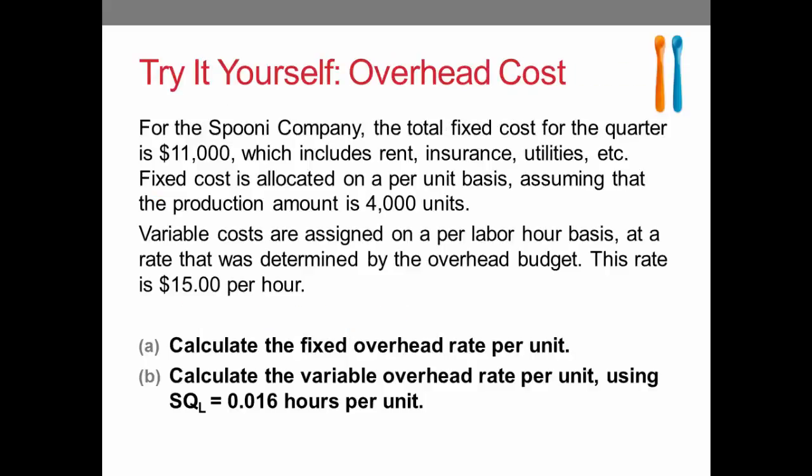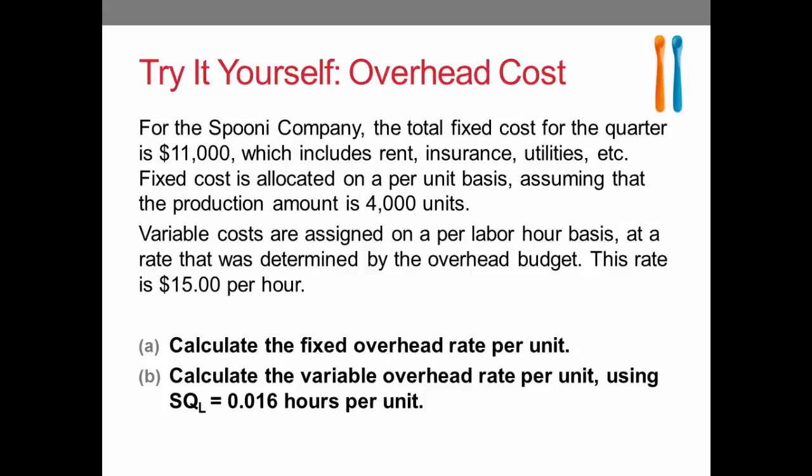So here's your try-it-yourself problem for overhead cost. So for the spooning company, the total fixed cost for the quarter is $11,000, which includes rent, insurance, utilities, etc. Fixed cost is allocated on a per unit basis, assuming that production amount is 4,000 units. Variable costs are assigned on a per labor hour basis at a rate that was determined by the overhead budget. This rate is $15 per hour.